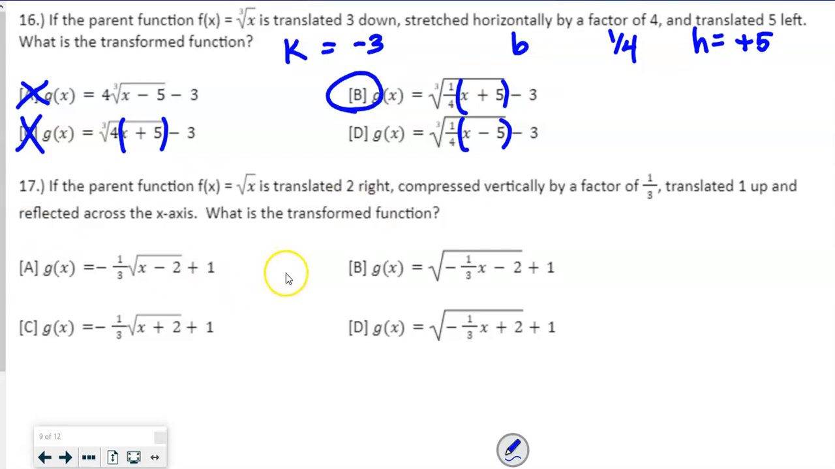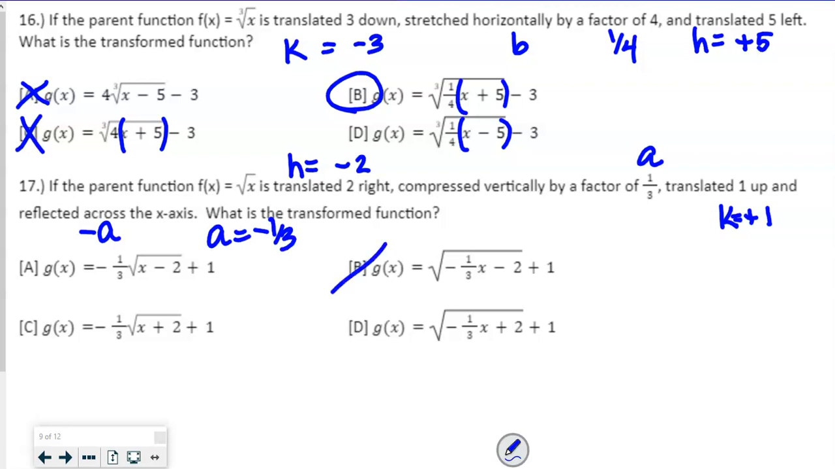If the parent function is a square root, and it's translated 2 to the right, so this is going to be what? Minus 2, that's going to be our H, because remember, it's always going to be opposite. Left, right is underneath the radical. That's a horizontal change. Compressed vertically by a factor of 1/3, this is our A. Translated 1 up, so this is going to be our K, and that's going to be plus 1, right? And reflected across the x-axis. So if it's reflected across the x-axis, then our A is going to be negative, right? So that means A is going to be negative 1/3, right?